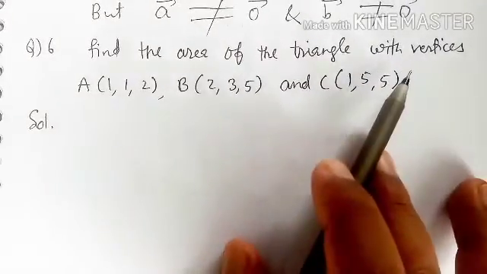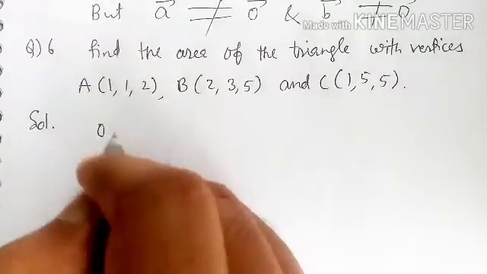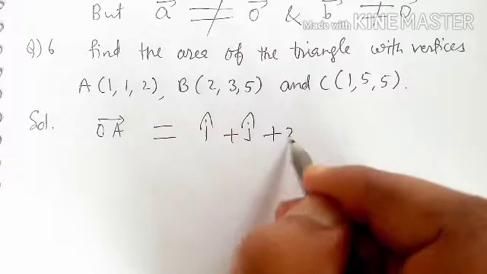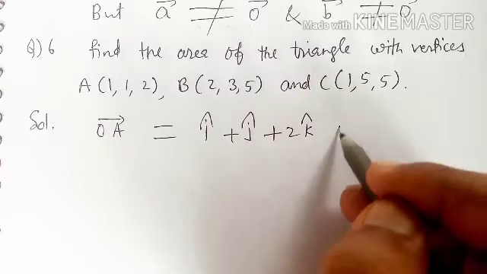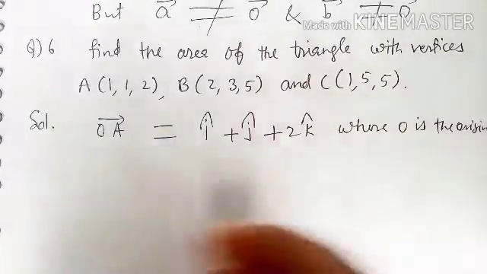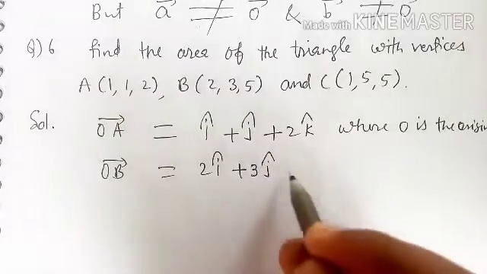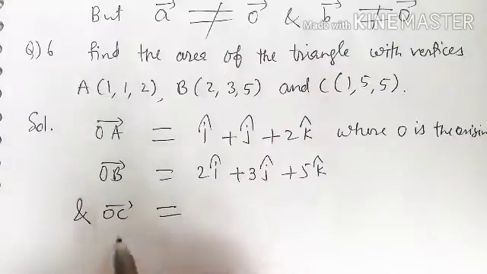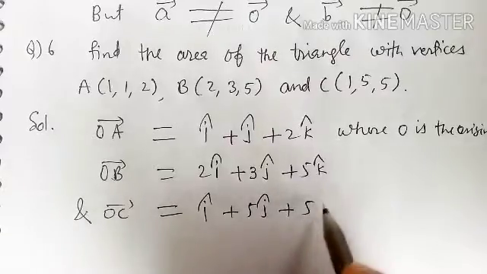Find the area of the triangle with vertices A(1, 1, 2), B(2, 3, 5) and C(1, 5, 5). Let us write vector OA, where O is the origin: i cap plus j cap plus 2k cap. Vector OB is equal to 2i cap plus 3j cap plus 5k cap, and vector OC is equal to i cap plus 5j cap plus 5k cap. These are position vectors of points A, B and C.